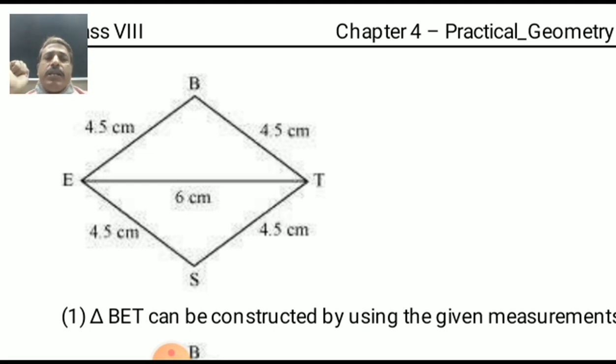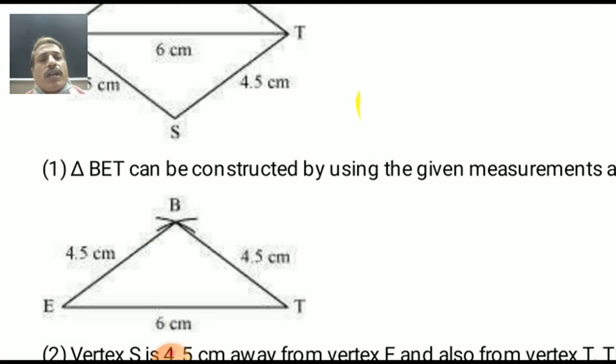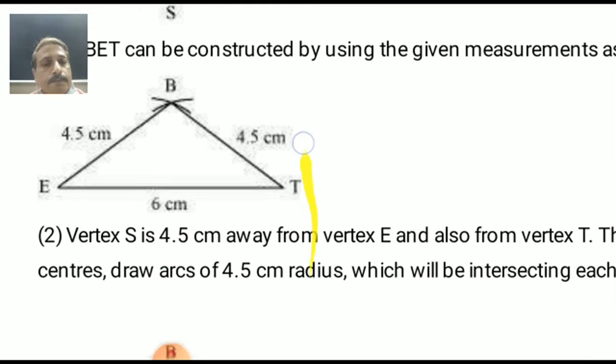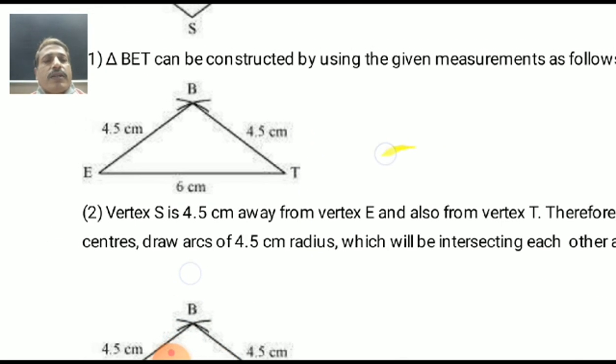First one, BET. Now first of all, triangle BET. Draw the line segment ET of 6 centimeter. Yes, very good. From E, I can make an arc of 4.5 centimeter. And now again the same measurement, I can put an arc from center T. I will get the point B. Join BE and BT, which gives me triangle BET. Yes, my dear student, you are right.